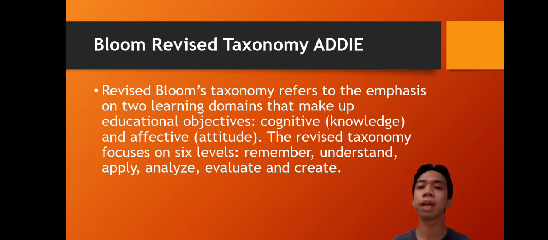The next topic is revised Bloom's taxonomy. It refers to the emphasis of two learning domains that make up educational objectives: cognitive or knowledge, and affective or attitude. The revised taxonomy focuses on six levels: remember, understand, apply, analyze, evaluate, and create. Bloom's taxonomy is one of the many tools that faculty can use to create effective and meaningful instruction.